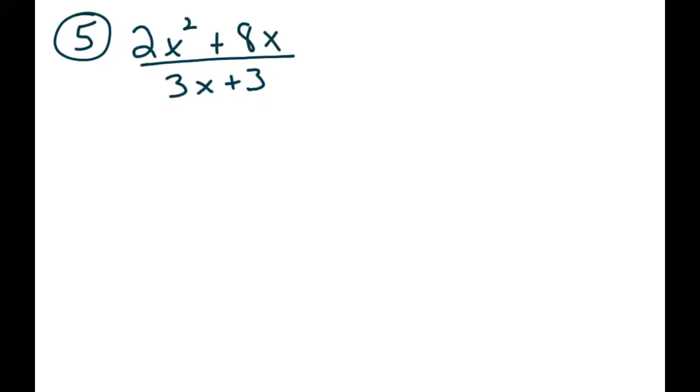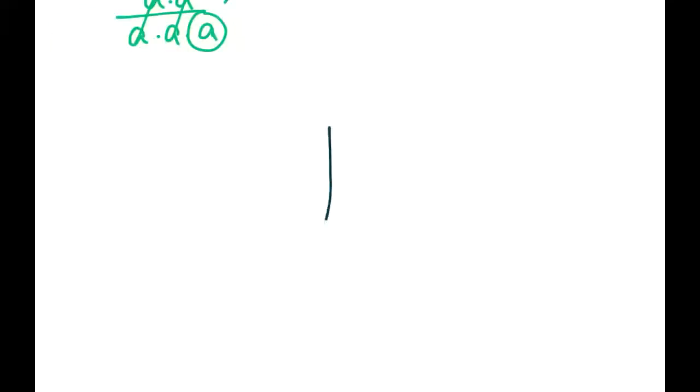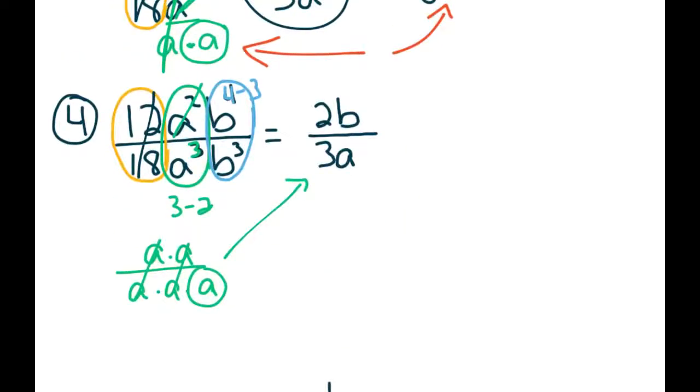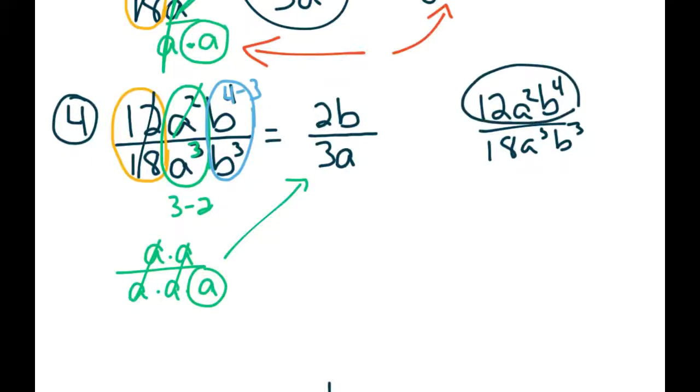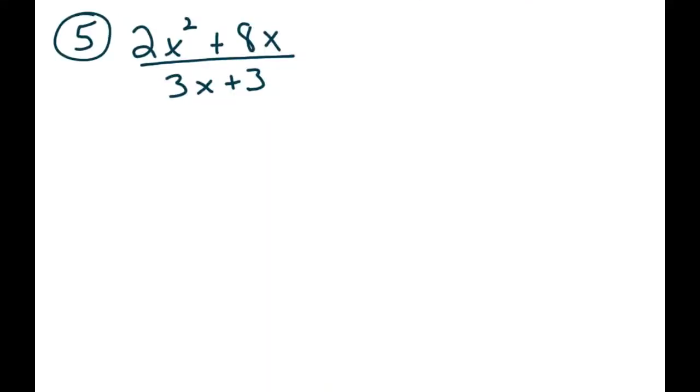All right. Now, in this problem, we had one term on top, 12a squared b to the 4th. That's one term because everything's being multiplied together. On the bottom, we had one term. That's a 3. Trust me, that's a 3. Okay, so this is a term, and this is a term. When we look over here, we have one term, two terms. One term, two terms.